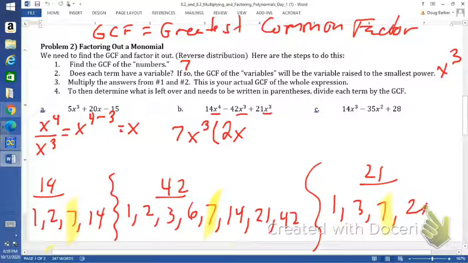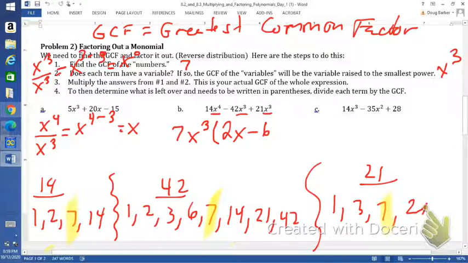Alright, then we have a negative 42x cubed divided by 7x cubed. Divide the coefficients first. So negative 42 divided by 7, it's going to give us a negative 6. And then we have an x cubed divided by an x cubed. So subtract the exponents. So x raised to the 3 minus 3. So x to the 0, anything raised to the 0 power is 1. So I just have a minus 6 right there.